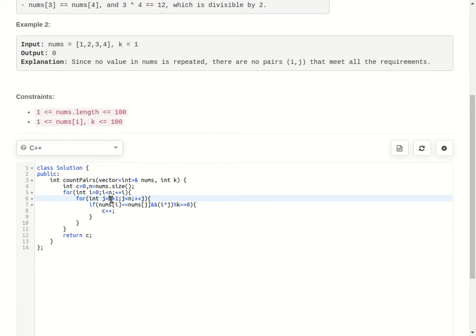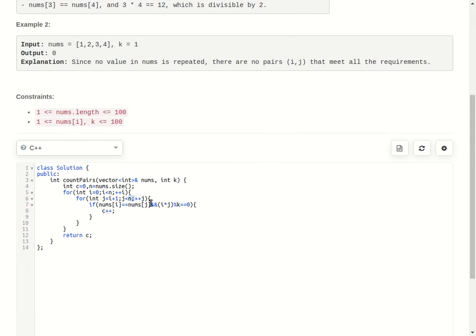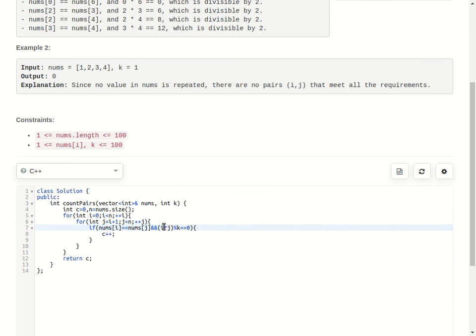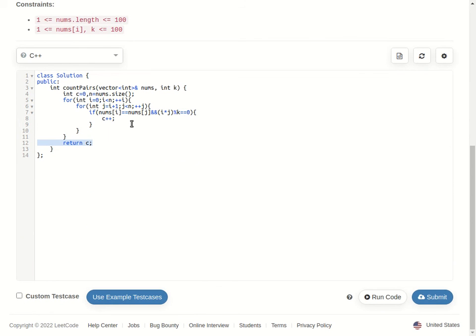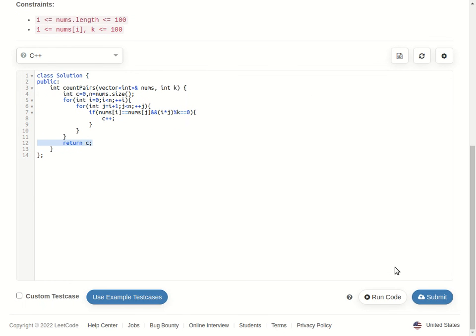So I iterate from i plus 1 to n and I just increase j, and then I check for this condition: if nums[i] equals nums[j] and if i times j is divisible by k, so i times j mod k equals 0, I just increase the count, and at the end of the function, after calculating all the count, I just return the count. Note that this is an n square algorithm, but in the view of the contest, this is one of the shortest and fastest codes you can write. I submitted this within 1 minute.